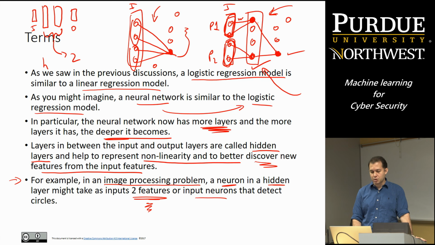The layers in between the input and output layers are called the hidden layers, and they help to represent the nonlinearity once we start adding these ReLU activation functions, and therefore to better discover new features. I think yesterday I did the example, the ReLU is a hockey stick, right? And we were able to fit the data a little bit better.